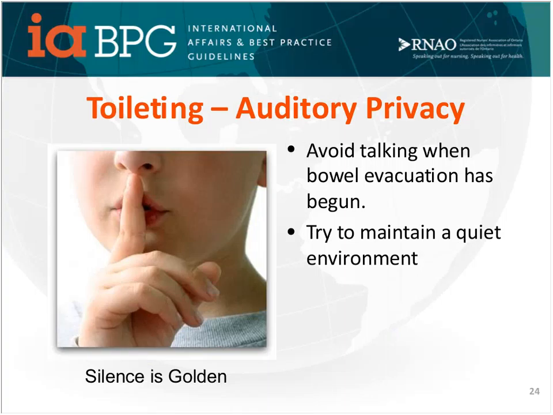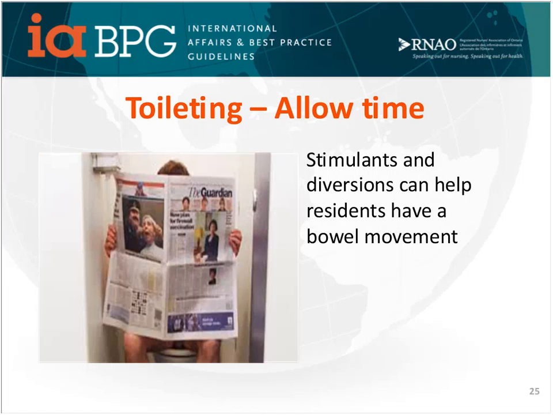The next thing to think about is allowing enough time. This fellow's reading the newspaper on the toilet, so stimulants and diversions can help residents have a bowel movement. A more modern version of this that we had a picture of was somebody with their phone sitting on the toilet having a bowel movement. Usually 10 to 15 minutes max is what you would think of, but how do you allow a resident time when you're really busy, with a lot of residents to care for? These are things to think about and figure out how can you make this happen, how can you work around this.